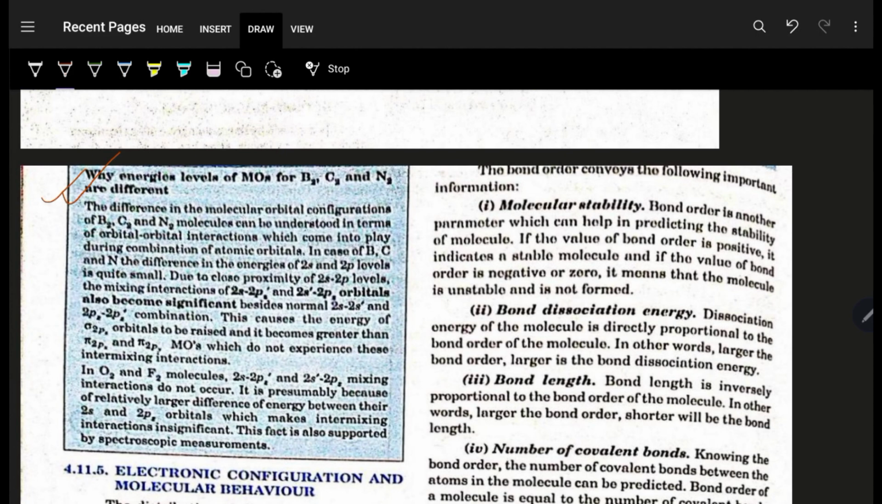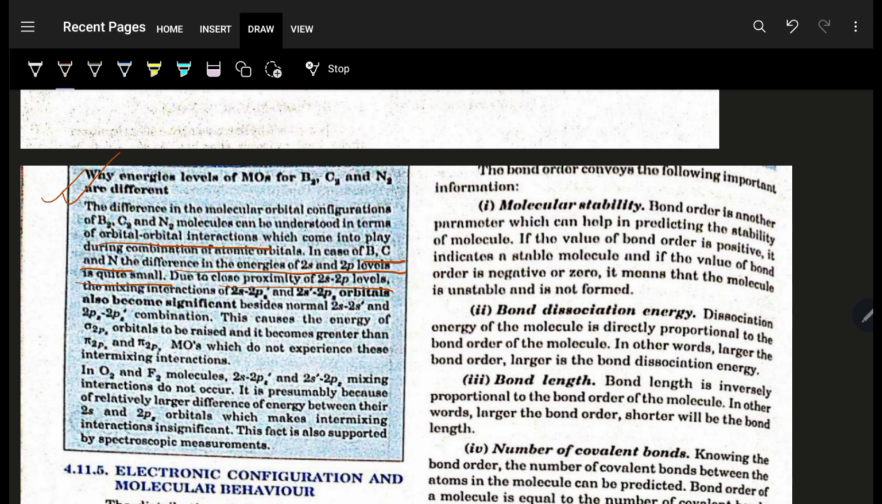And what is the explanation? The orbital interaction is important over here. Now in case of B, C and N, the difference in the energies of the 2s and 2p levels is quite small. Due to the close proximity of these energy levels, 2s and 2p, there occurs mixing interaction.